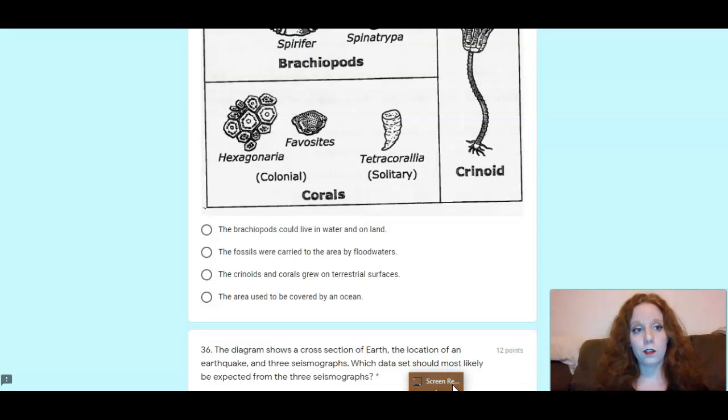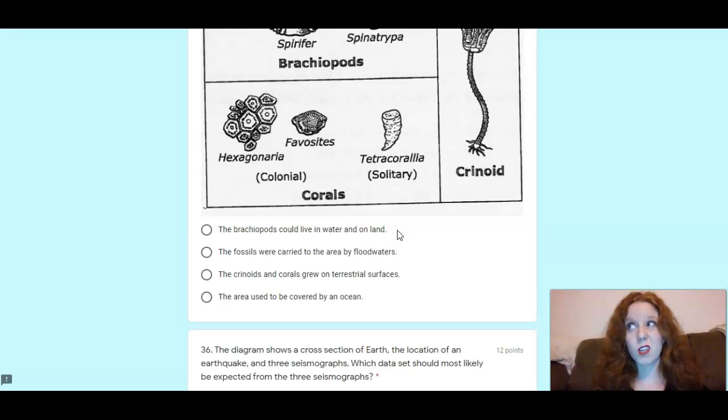So our answer choices say, the brachiopods could live in water and on land. Well, if they could live on land, it probably wouldn't have washed up fossils, because fossils are dead things. Actually, fossils aren't even dead things. They are the mineralized remains of what used to be a dead thing. So, no. Not happening. The fossils were carried to the area by floodwaters.